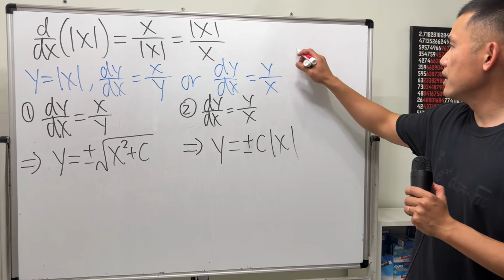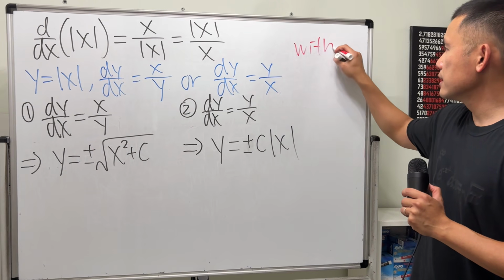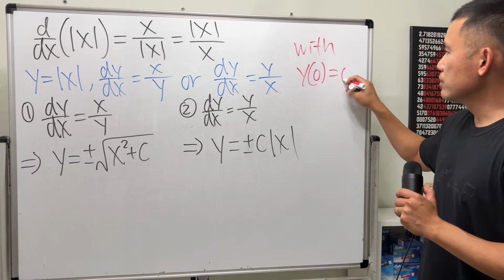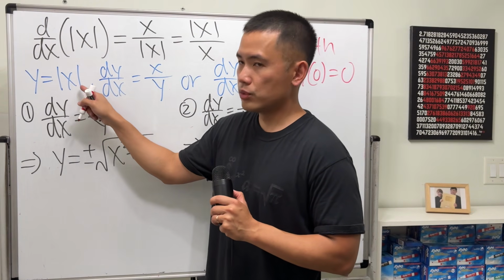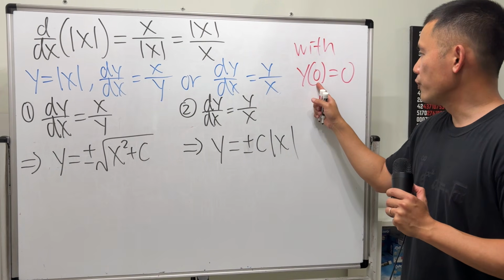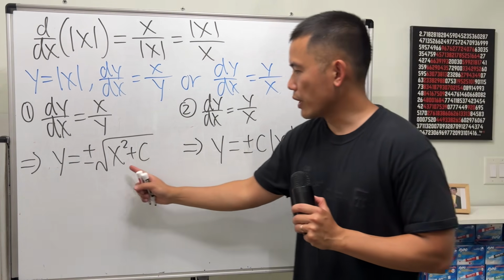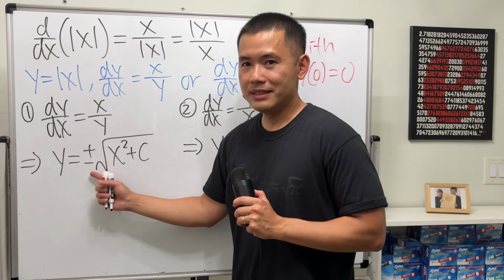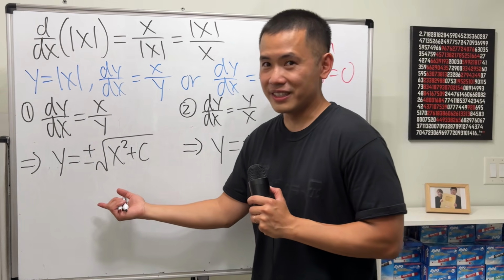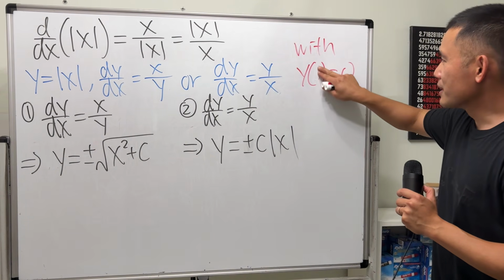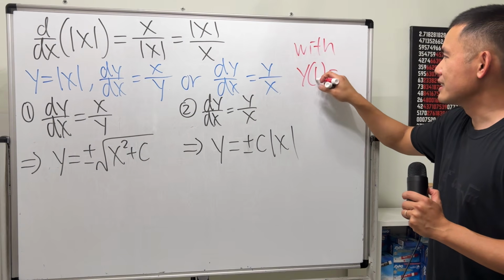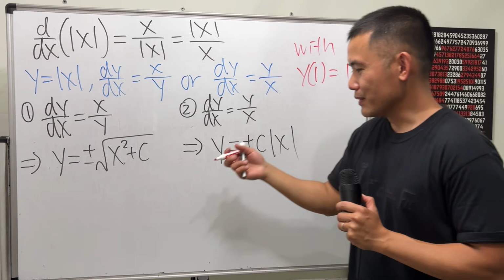So let me just say, with the initial condition, I know y of 0 is equal to 0 because absolute value of 0 gives us 0. However, if you put 0 for x and 0 for y, right here and here, c is 0, but you don't know which one you have to take, the positive or the negative. So a better initial condition that you want to assign is something else besides that. Let's say 1 and 1. So now have a look.